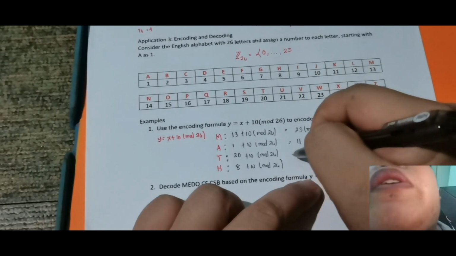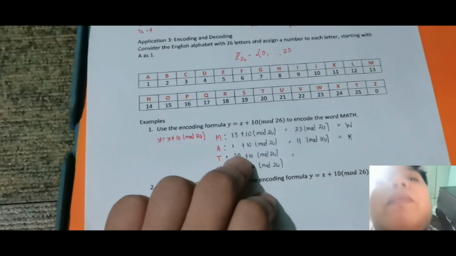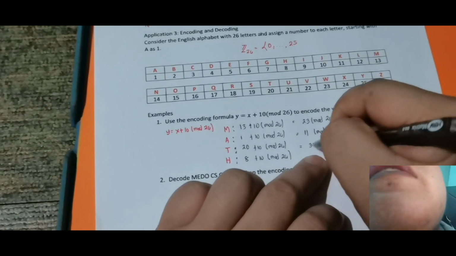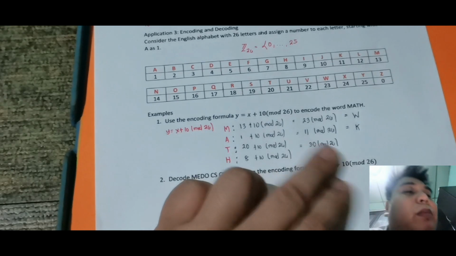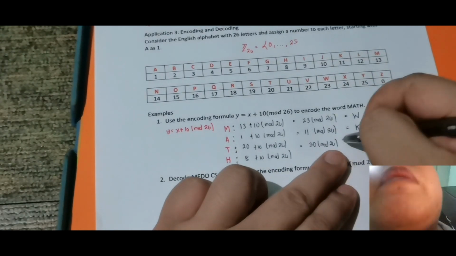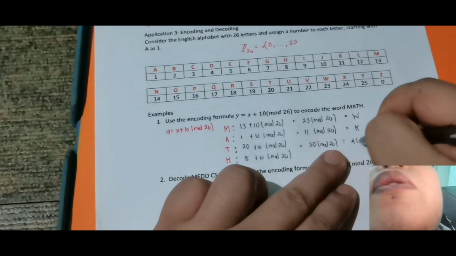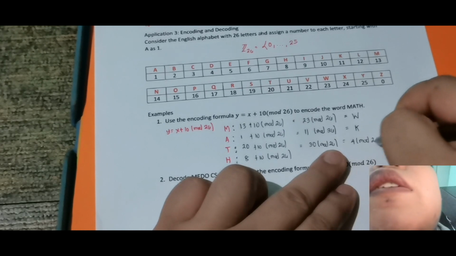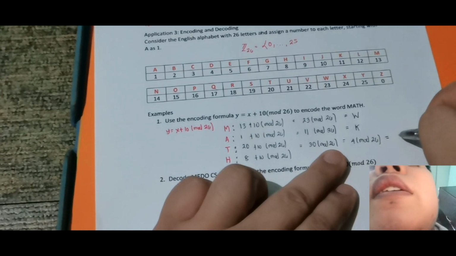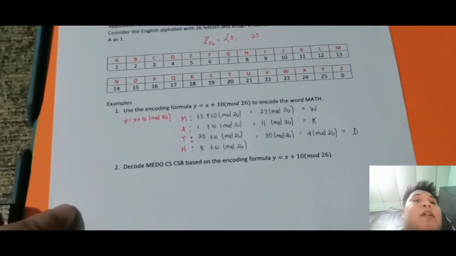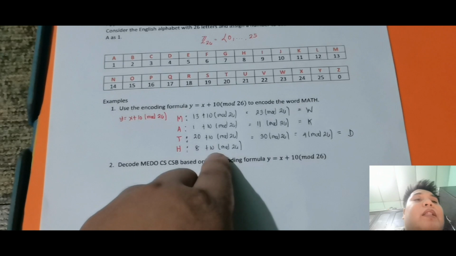Pag nilagay natin yung T, so this is 20 plus 10, this is 30. So, 30 mod 26. Since sobra siya, kunin natin yung remainder. Simplify natin, ang remainder is just 4. 4 mod 26, anong sagot diyan? This is simply 4, the fourth letter is D. Tama, WKD.